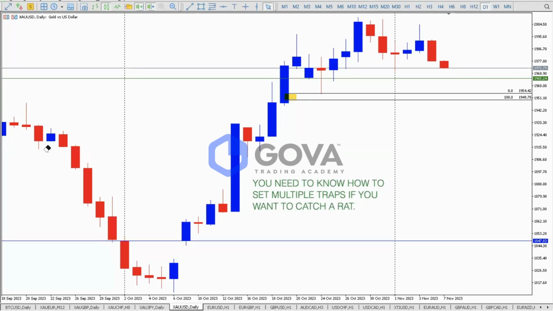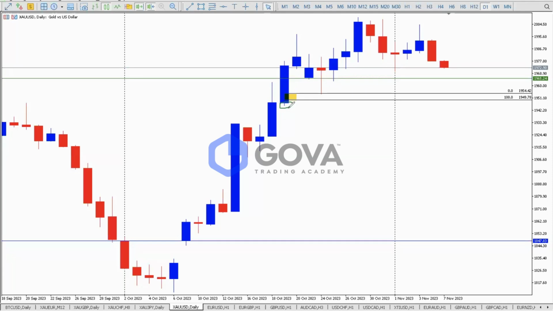Now in this pro course, you need to know how to set a maximum of two traps. The first trap is if you see a zone at the opening of the candle, which is the opening of the bullish candle. It is a good trap, which is trap number one.